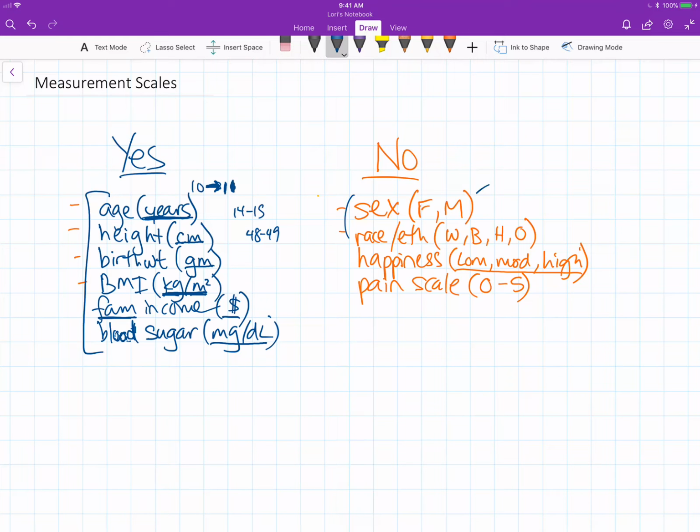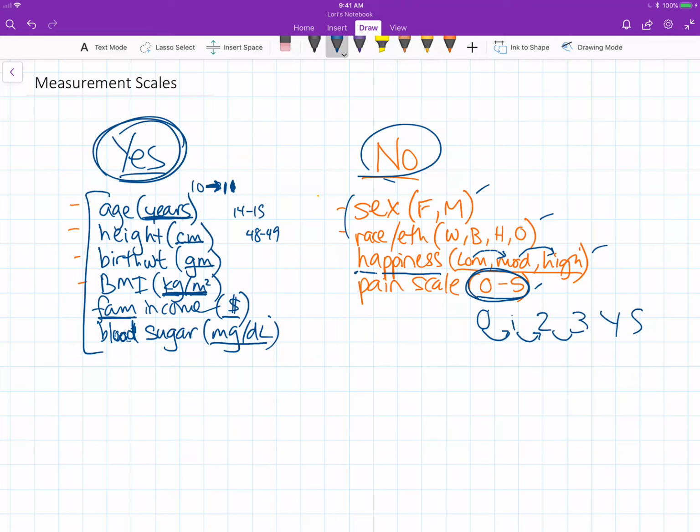The reason that's not true over here is, let's think about happiness. To go from low to moderate happiness might not be the same amount of change as going from moderate to high happiness. Often the kinds of things in this no category are more subjective. They may be things that can't be measured with a tape measure or a ruler or a scale or a blood evaluation machine. They're like this pain scale from 0 to 5. Even though these are numbers, I need to pick what my pain is currently. Am I a 0 or a 1 or a 3? It may not be the same amount of difference that goes from one to the next.